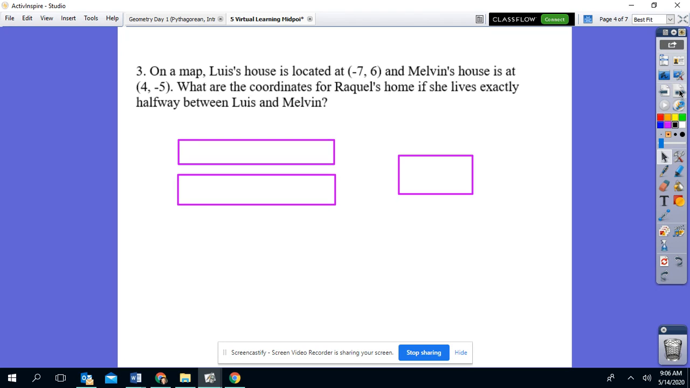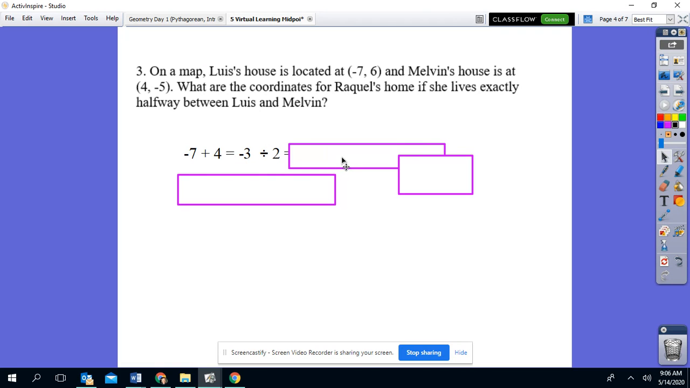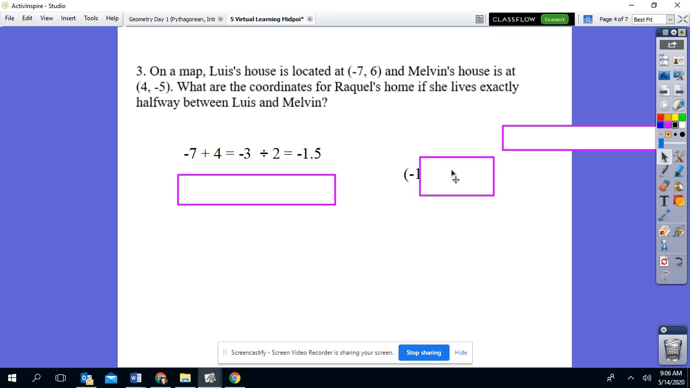Well, halfway is another word for midpoint. So we've got to add our x values. She lives halfway between Lewis and Melvin. So our two x's would be -7 and 4. Well, that's going to give us -3. Remember, pay attention to your negative signs. -3 divided by 2 gives us -1.5. So the x value would be -1.5.